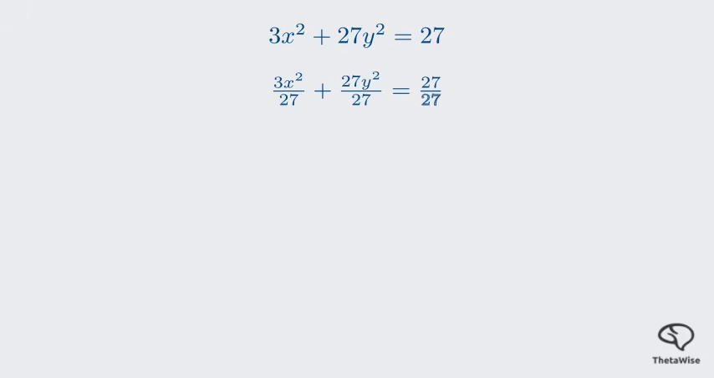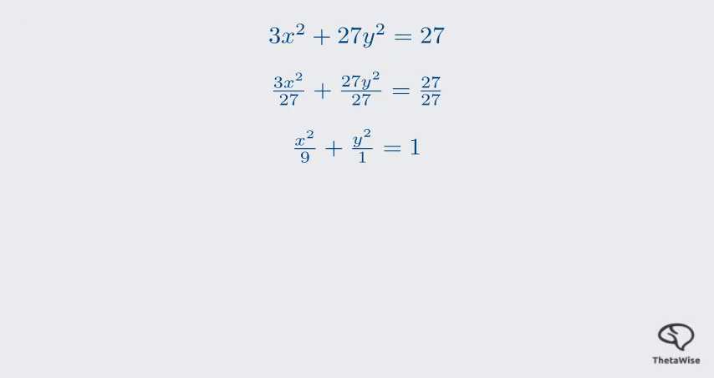Now we need to make the right side of the equation equal to 1. To achieve this, we divide every term in the equation by the constant on the right-hand side, which is 27. Dividing gives us x squared over 9 plus y squared over 1 equals 1. This is because 3 divided by 27 simplifies to 1 over 9, and 27 divided by 27 is 1. We are now in the standard form.